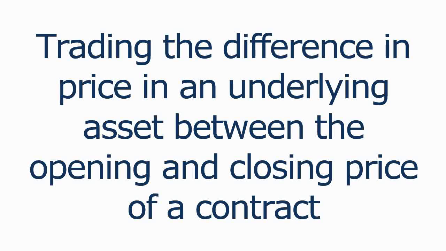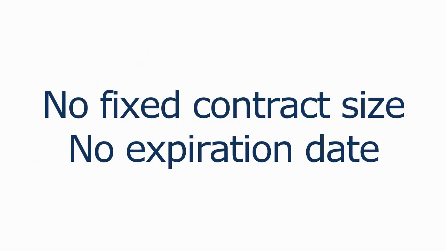So what is CFD? CFD means contract for difference. And what you're looking at is trading the difference in price in an underlying asset. And in this case, it was sugar between the opening and the closing price of the contract. Now, there's no fixed contract size or expiration date for CFD trading. So that makes it a really good choice for all different types of account sizes.